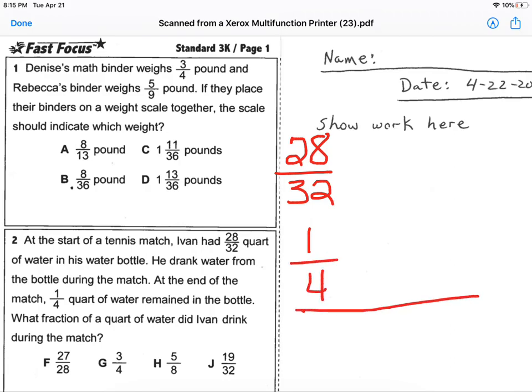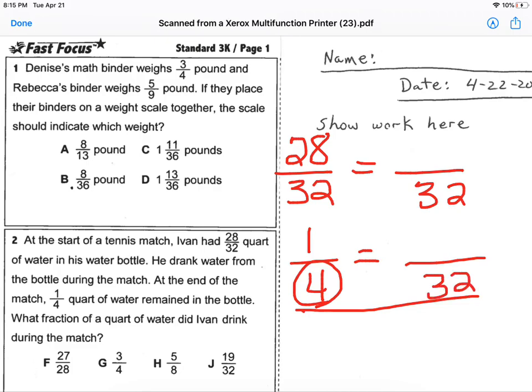Okay, so you have to decide if you're going to add or subtract. Okay. Well, you have to first look at the least common multiple. Can 4 times the number equal 32? Okay, it can. So 32 is going to be your common denominator.